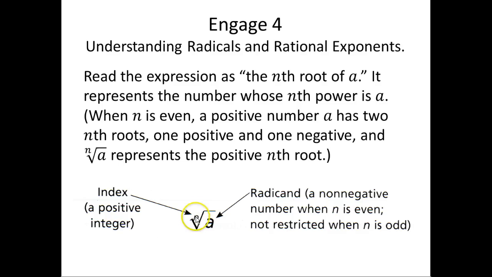When n is an even number, a positive number a has two nth roots, one positive and one negative. For example, if I'm trying to take the square root of 16, you're going to have both positive and negative 4. But from now on, whenever you see the nth root of a and n is an even number, we just take the positive nth root only, by convention.